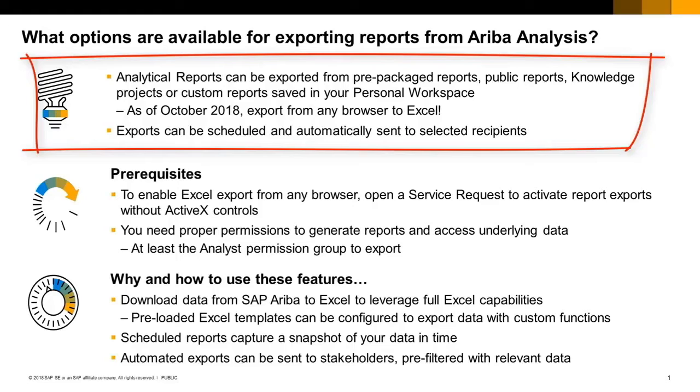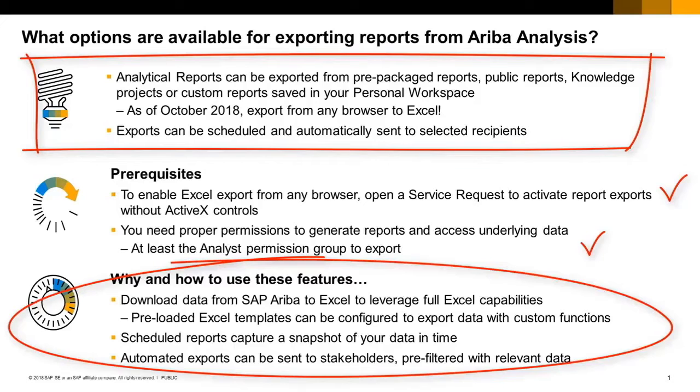Prior to October 2018, you needed to use Microsoft Internet Explorer and ActiveX controls to export a report to Excel, but not anymore. Just make sure you open a service request to activate report exports without ActiveX controls, and then you can use any browser like Google Chrome or Mozilla Firefox. You'll also need proper permissions to generate reports and access underlying data. You'll at least need the analyst permission to export a report.